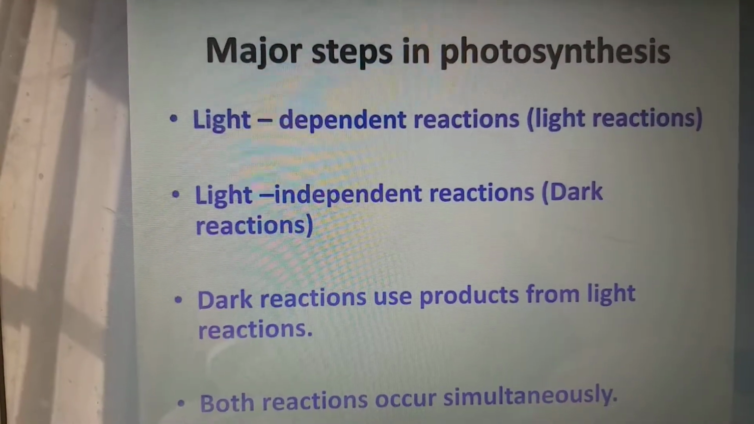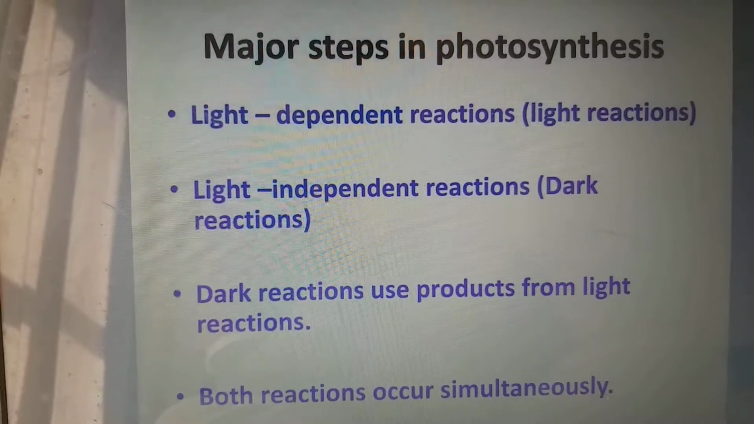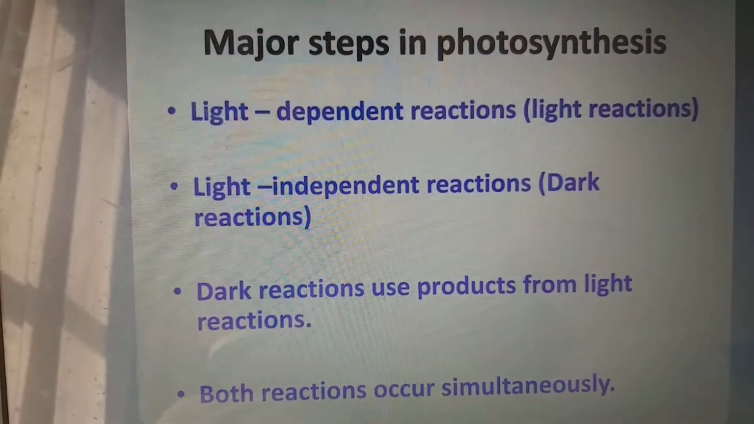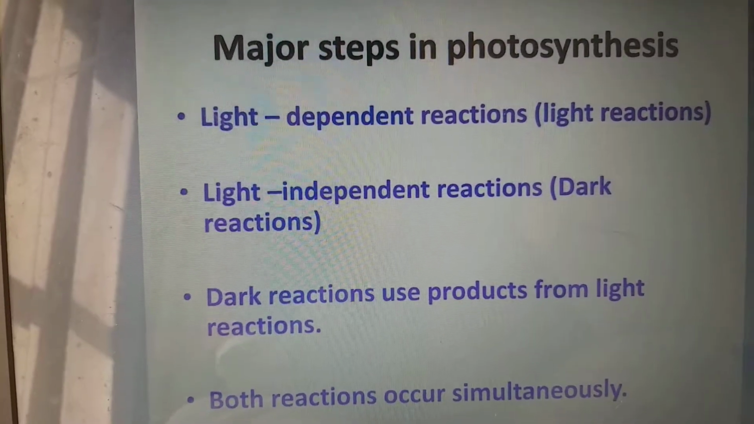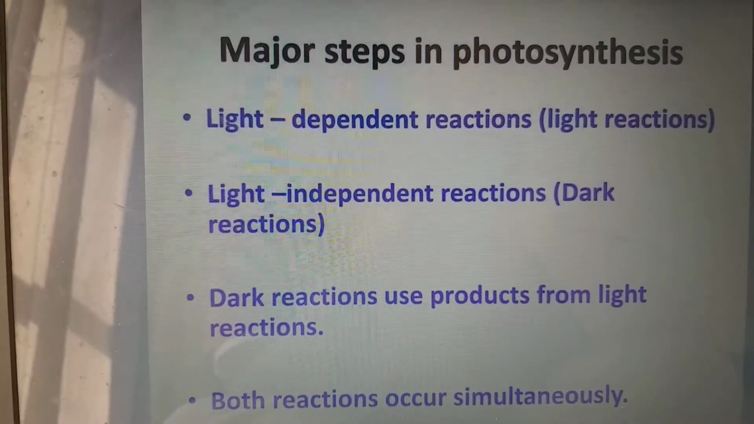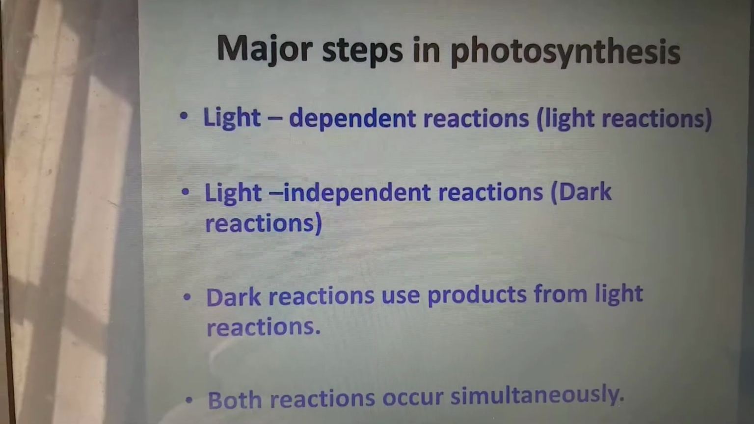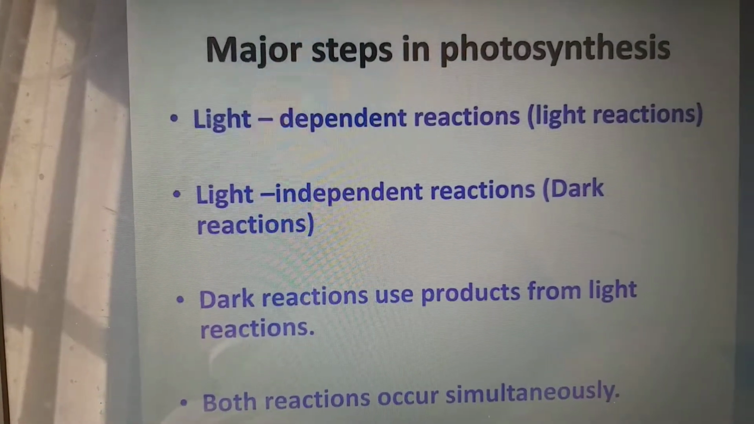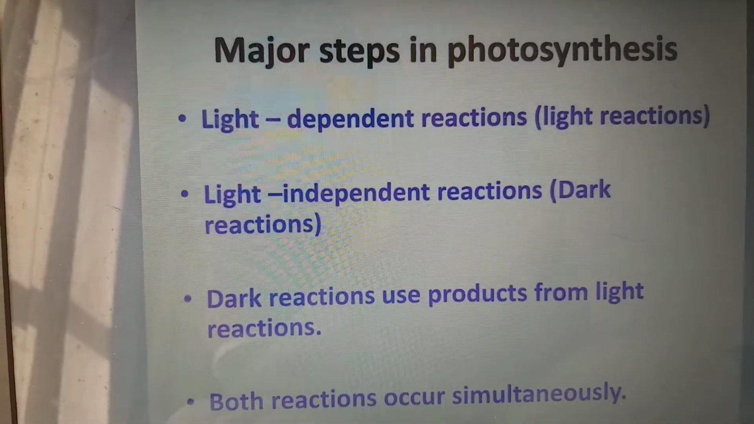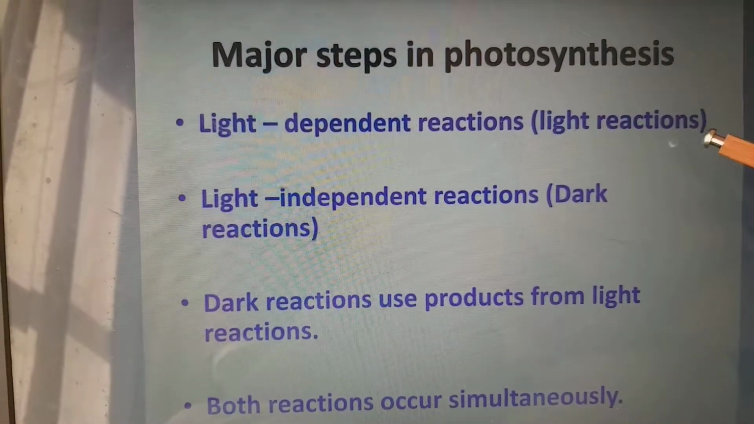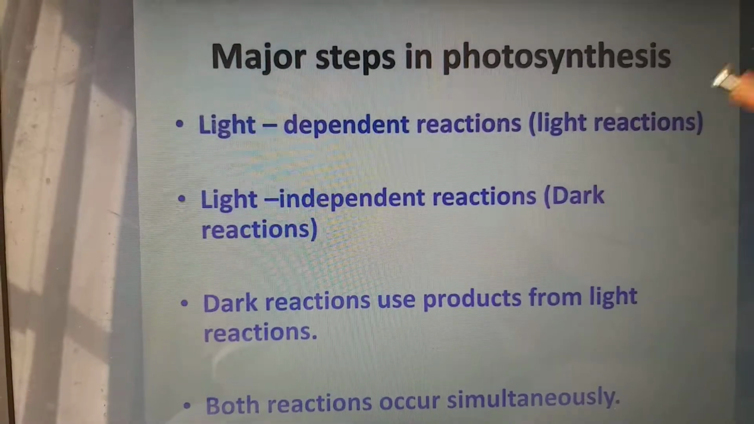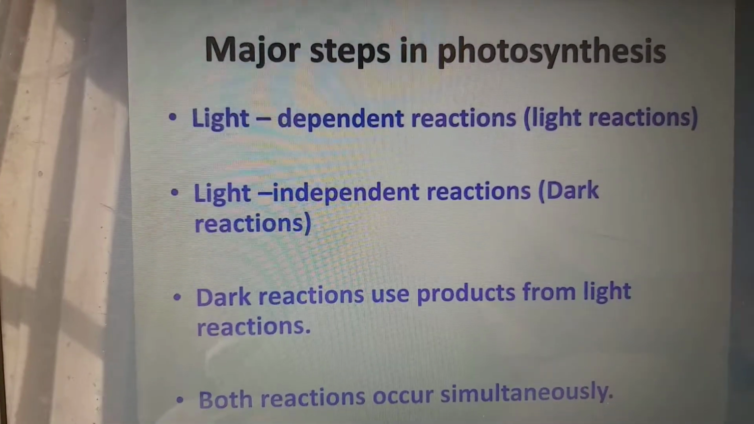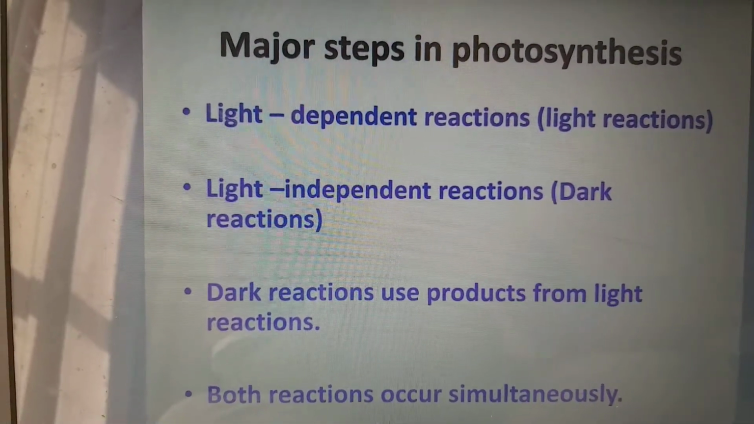Major steps in photosynthesis. We have the light dependent reactions, nothing but light reactions, and light independent reactions in which there is no need of any light, which we also call dark reactions. The light dependent reaction is majorly dependent on sunlight, because of that those are light reactions. In light independent reactions, there is no need of any sunlight, so that is the dark reactions. Dark reactions use products from the light reactions.